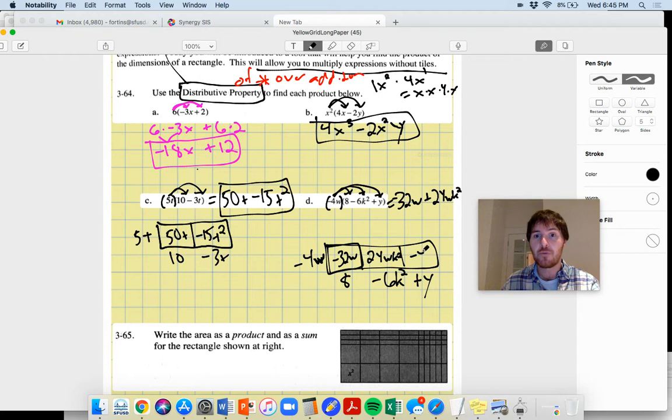So we're going to leave the negative 4 here. Negative 4 times 1 is negative 4. W times y is just wy. And so we'll do plus wy. Okay, so this is writing it as a sum. Sorry, it's a little messy there, but I wanted to get it done in the example.